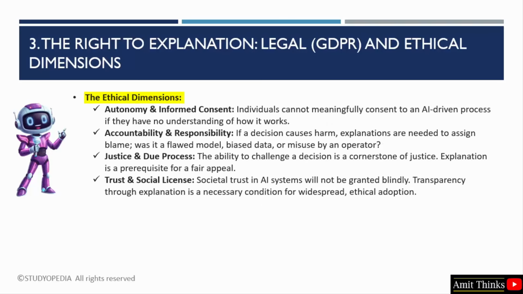Next, let us see the ethical dimensions. Autonomy and informed consent: people can't truly consent to AI decisions if they don't understand how they work. Accountability and responsibility: when harm occurs, explanations help identify the cause, whether a flawed model, biased data, or human misuse. Justice and due process: fair appeals require understanding the decision. Explanation is key to challenging outcomes. The last one is trust and social license. Public trust in AI depends on transparency. Clear explanations are essential for ethical adoption.